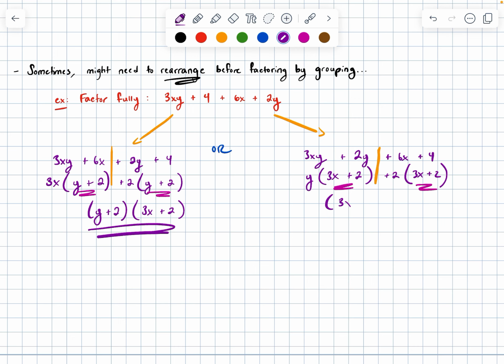Once again, using the distributive property, I can now take my common factor of 3x plus 2 away from both of my terms. That leaves me with just a y in the first term and a 2 in the second. Look at that. If I swap my order, these two are interchangeable.